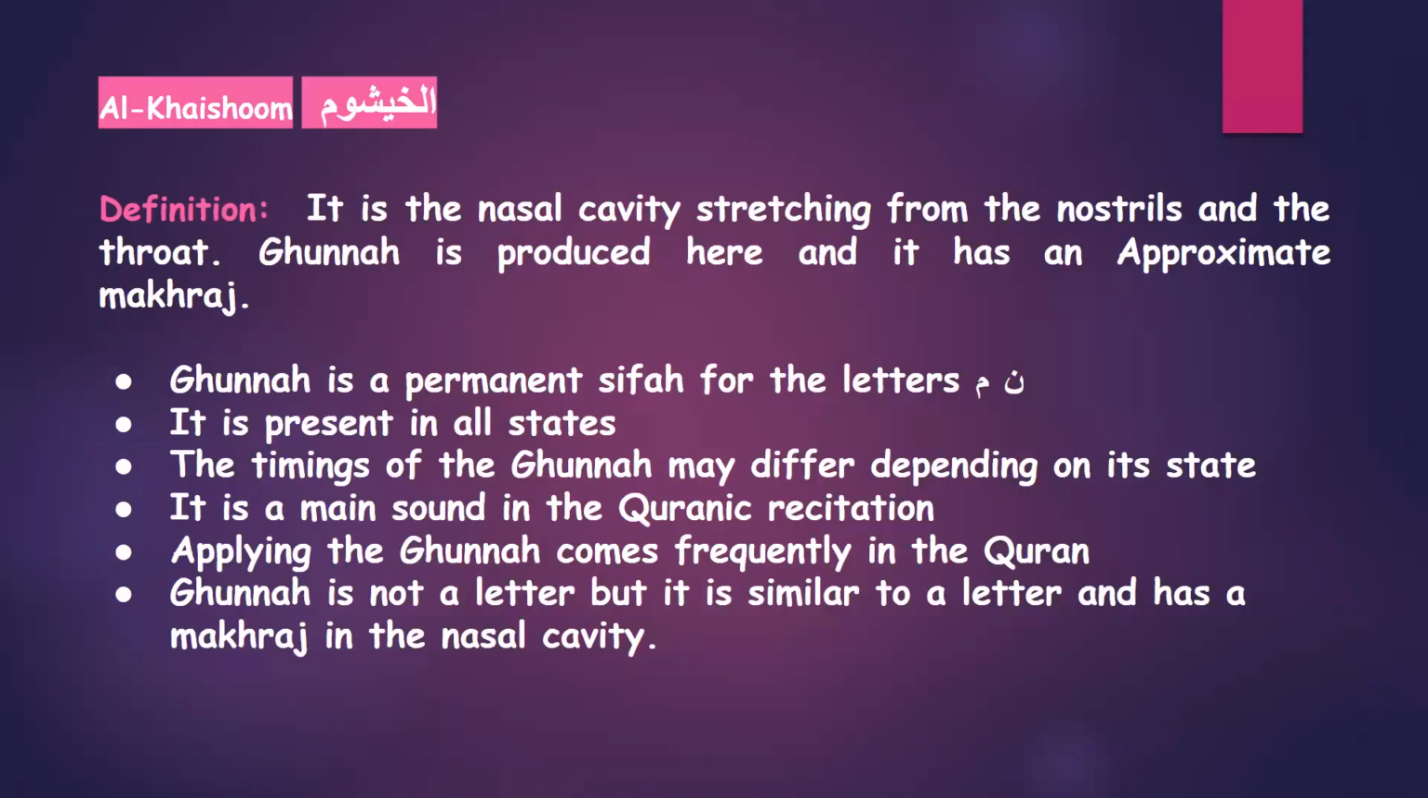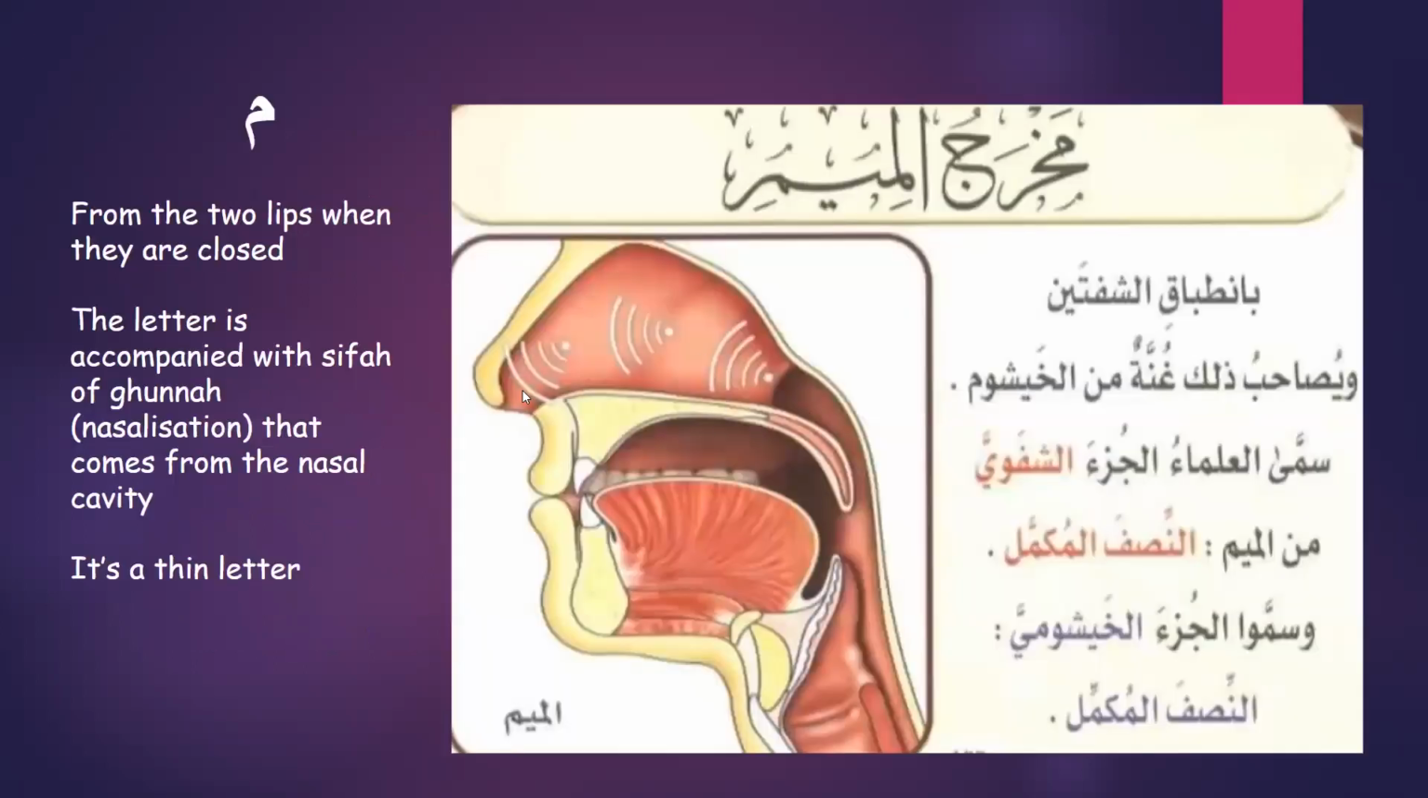Next makhraj is the makhraj of al-Khyshoom. Let's see the definition of al-Khyshoom. It is the nasal cavity stretching from the nostrils and the throat. Ghunnah is produced here and it has an approximate makhraj. So as you can see from here, this is the makhraj for the Khyshoom letters, from here till here. So all this nasal cavity is used to make a nasal sound, a nasalization.